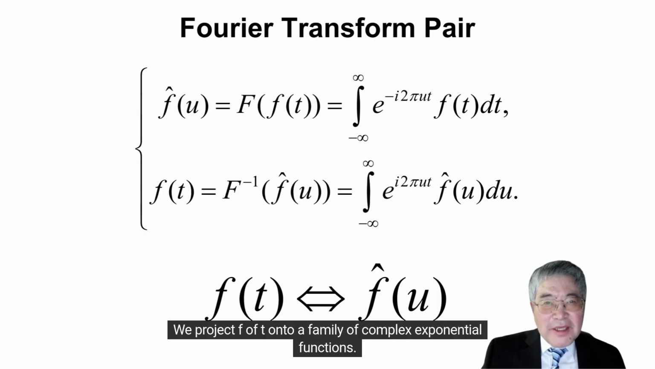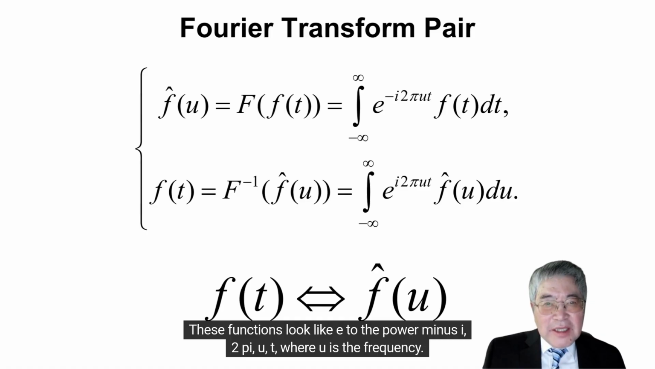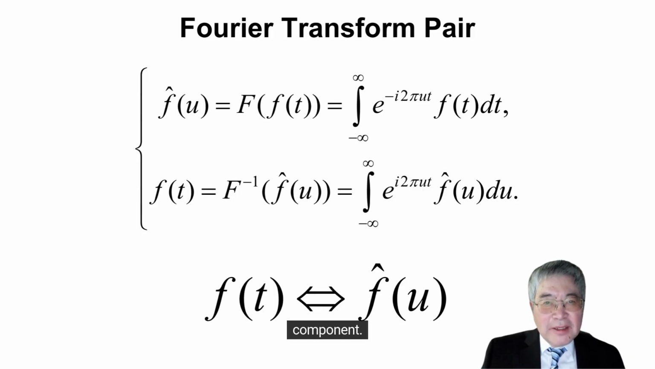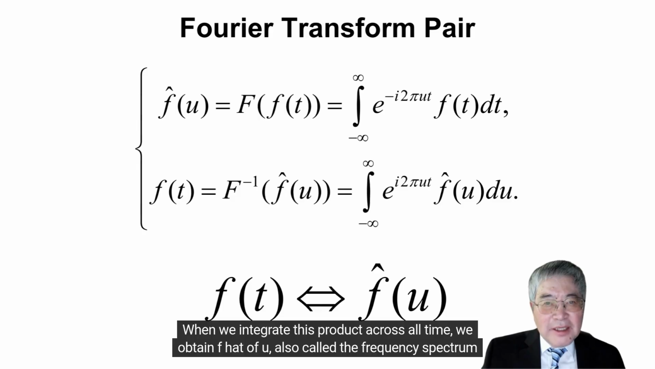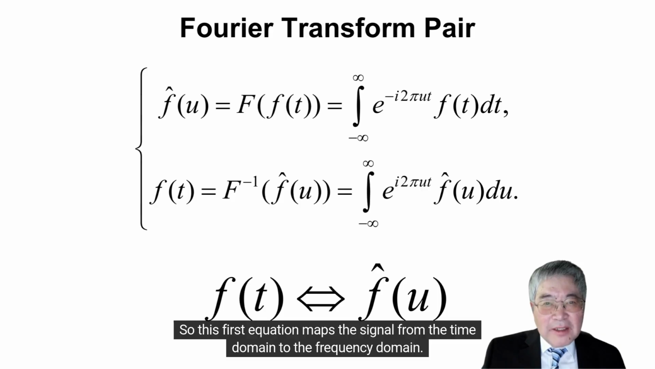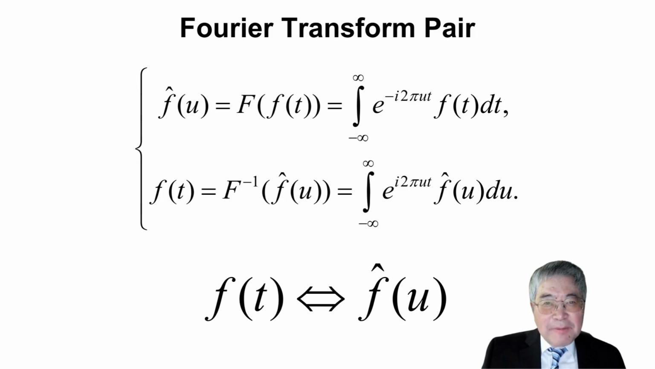We project f of t onto a family of complex exponential functions. These functions look like e to the power minus i 2 pi u t, where u is the frequency. This projection acts like an inner product, telling us how strongly f of t resonates with each frequency component. When we integrate this product across all time, we obtain f hat of u, also called the frequency spectrum or the Fourier transform of f of t. So this first equation maps the signal from the time domain to the frequency domain.